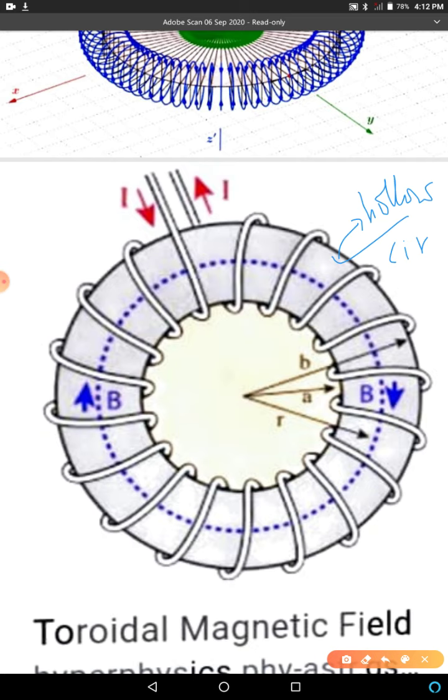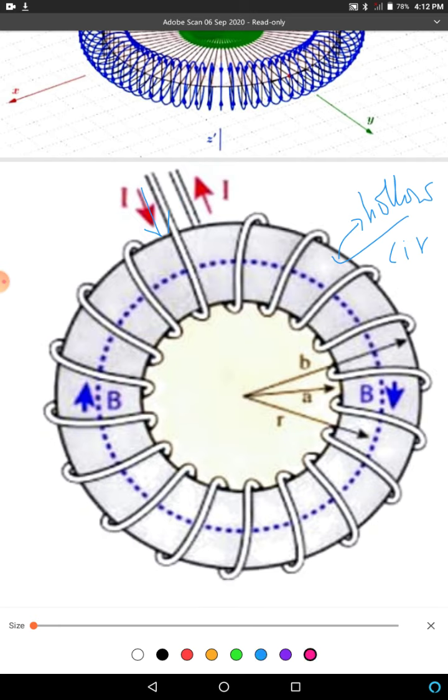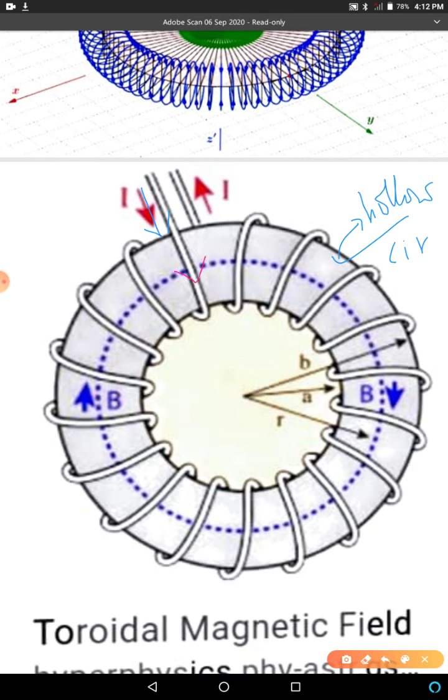When you pass the current, say a current I passing, you can observe the current will enter into the wire. This is the direction of the current, and again it will come out in this direction. These pink arrow lines represent the direction of the electric current passing in the wires which are wound.